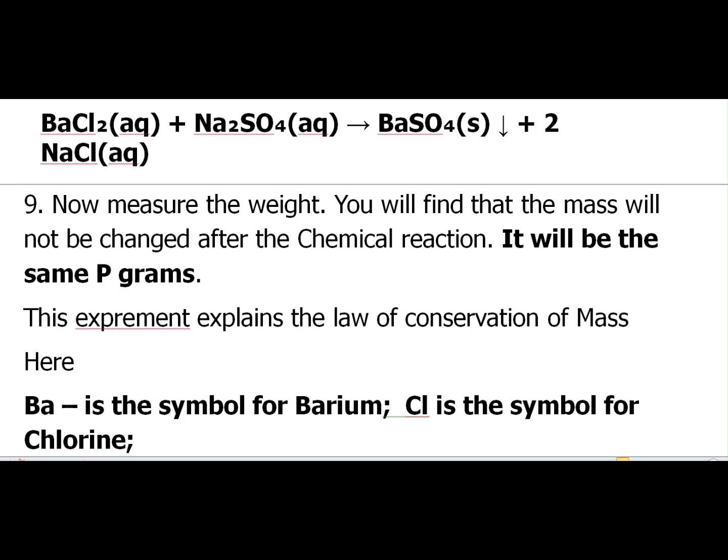We see this reaction by forming a chemical equation. BaCl2 (barium chloride, aq) plus Na2SO4 (sodium sulfate) gives barium sulfate, BaSO4, that is getting precipitated downwards, plus 2NaCl (aq), that is sodium chloride. Now sodium chloride is getting dissolved in water itself, completely dissolved just like common salt.